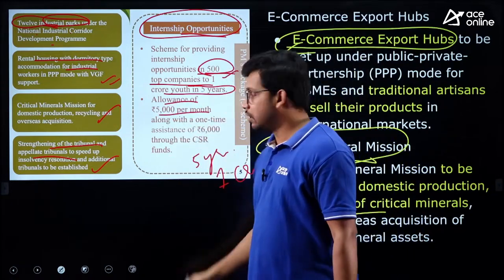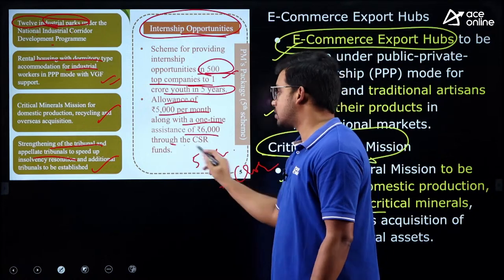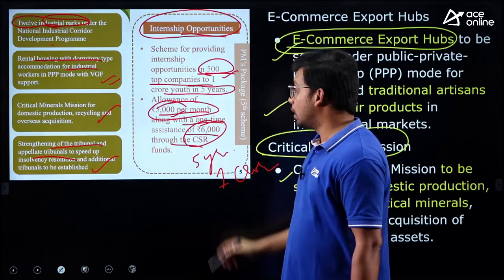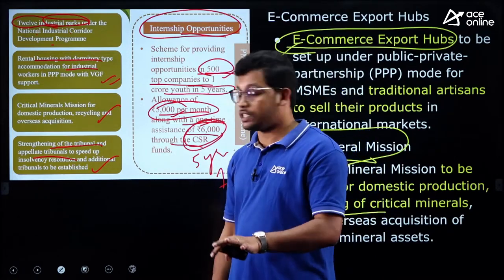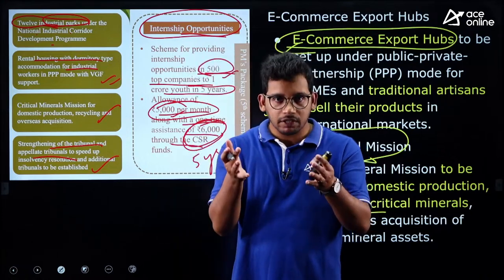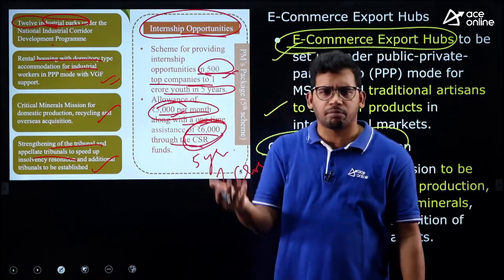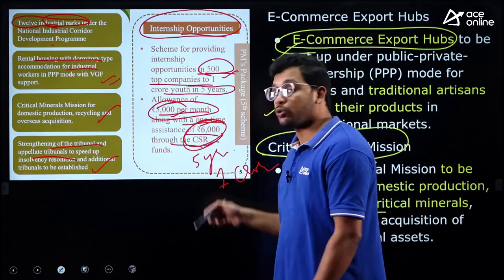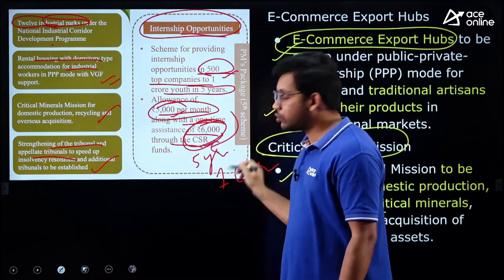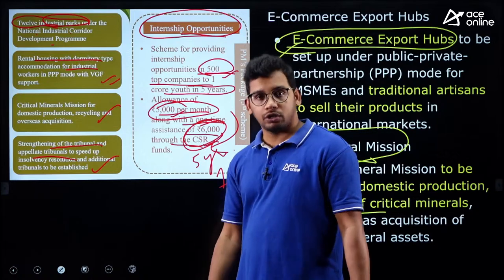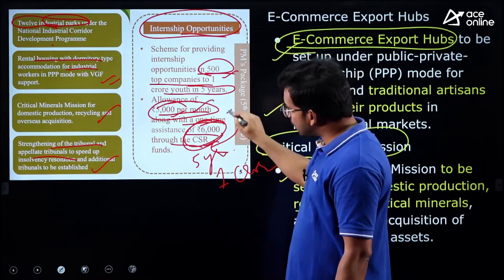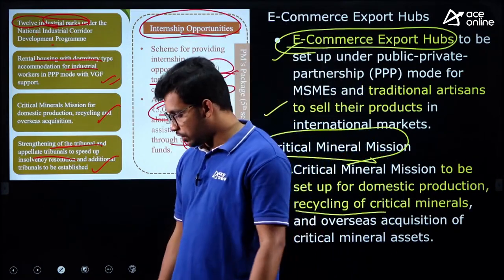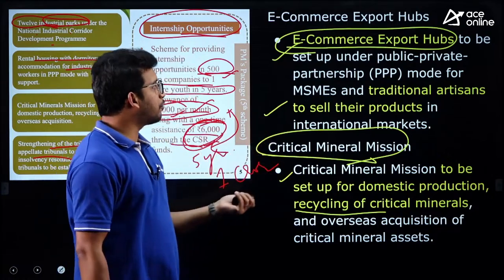An allowance of 5,000 per month will be given, along with assistance of 6,000 through CSR funds. So they are going to give 5,000 rupees per month along with 6,000 rupees through CSR, that is corporate social responsibility. If any company is making a lot of profits, at least 2% of their profit has to be spent on corporate social responsibility, like education. Now they are going to reroute those companies' funds towards the youth who want to get internships, right. 5,000 plus 6,000 through CSR activities, 5,000 the government will give, fine. So these are the internship opportunities provided for the manufacturing sector.